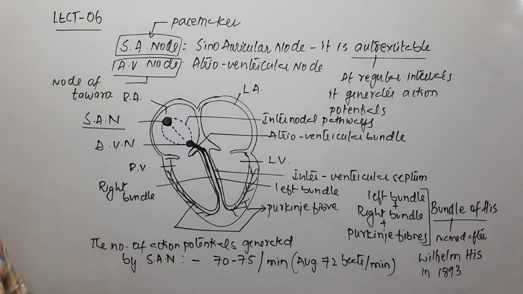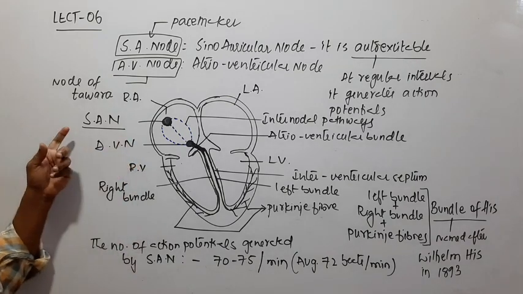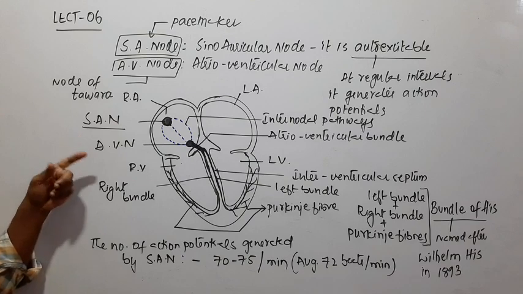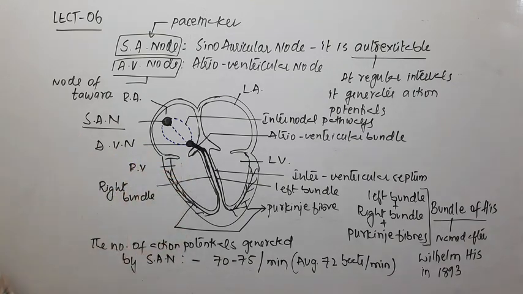So again, when I come to the cardiac cycle, we will again discuss these points: sino-auricular node, auriculo-ventricular node, and how they actually help in contraction of the heart and pumping the blood to all parts of the body, and again collecting back into the heart.